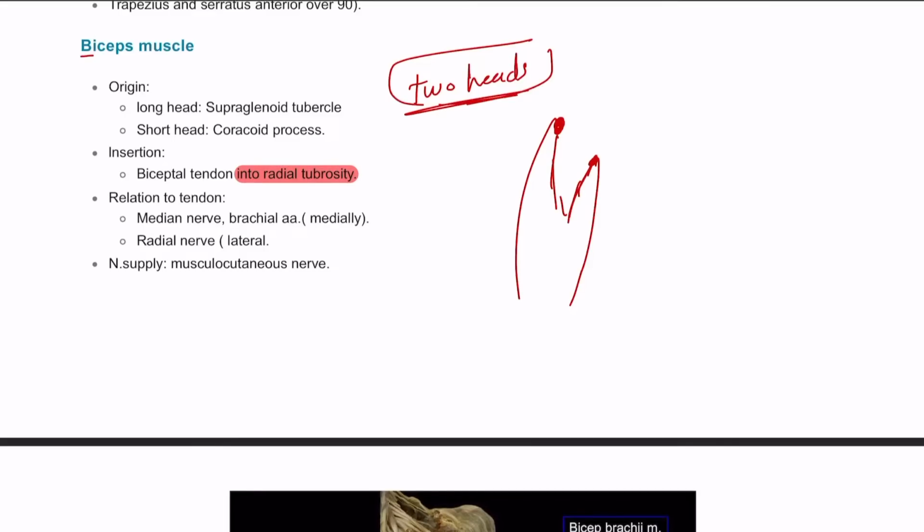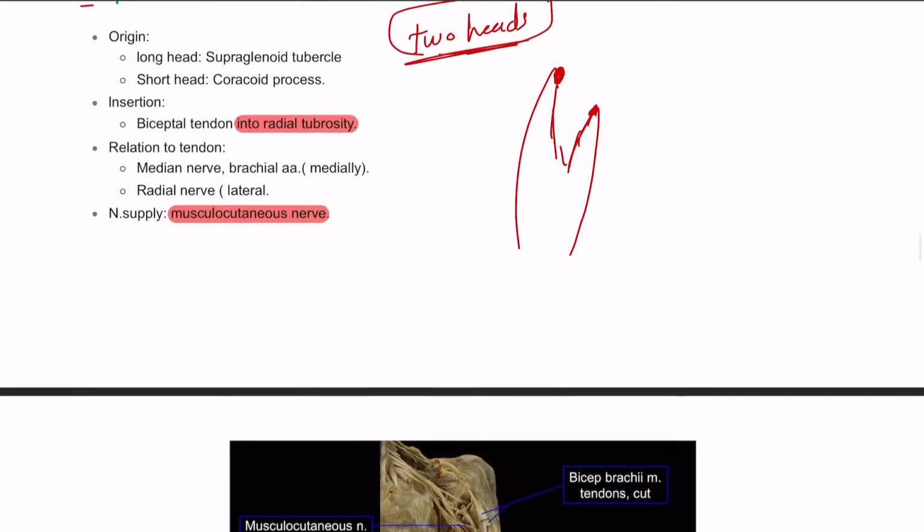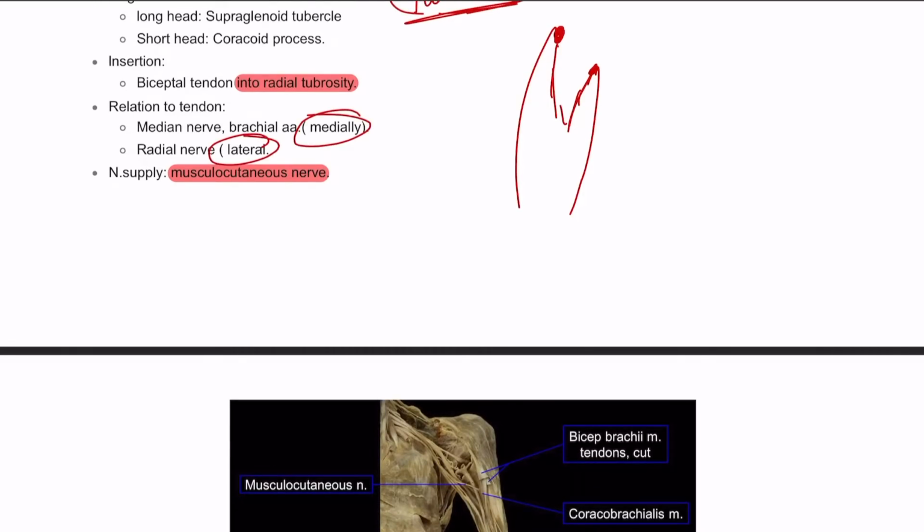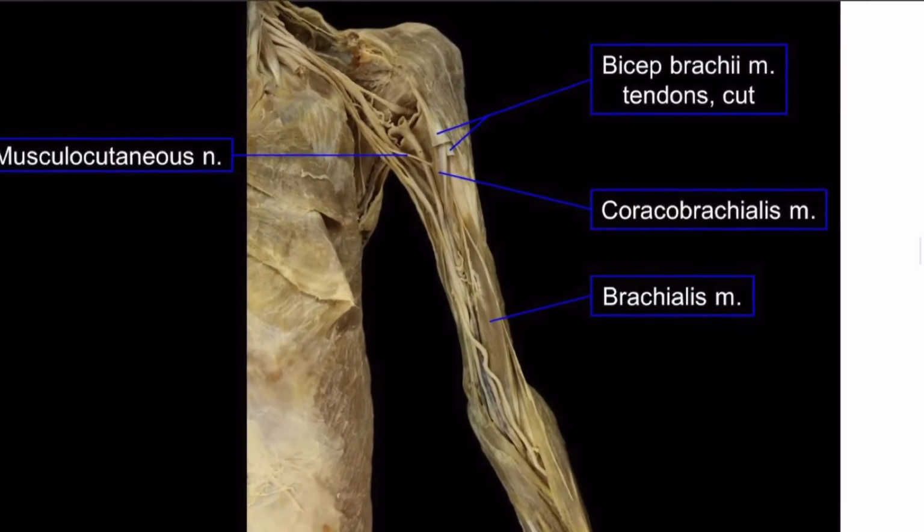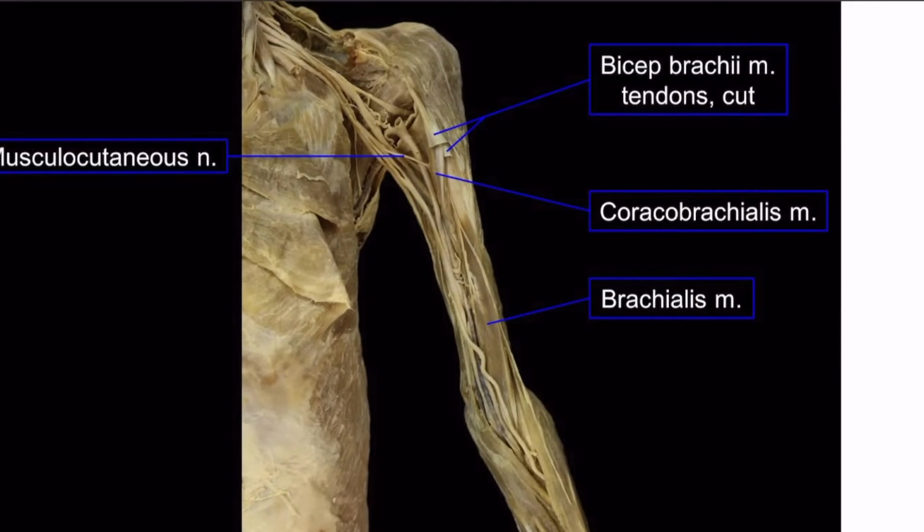And the nerve supply is the musculocutaneous nerve, which we're going to show you in a second, and the relation to the median nerve and the radial nerve as well. One is medial and the other one is lateral. But look in here to confirm this. So this is the biceps muscle.